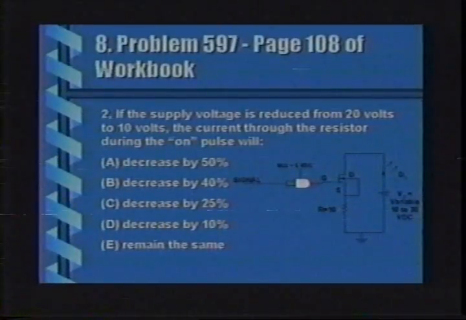The second question asks what happens to the resistor current when the variable supply is reduced from 20 to 10. So the problem wants you to talk about the current through this resistor when this variable supply is reduced from 20 to 10. And again, you're given 5 possibilities.